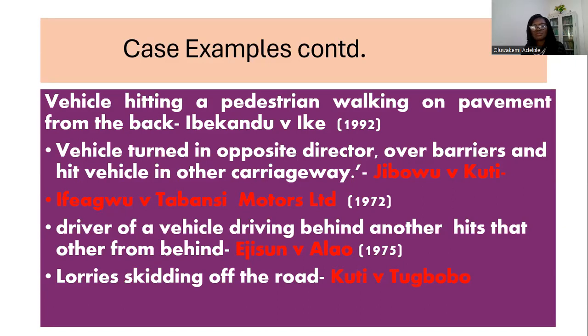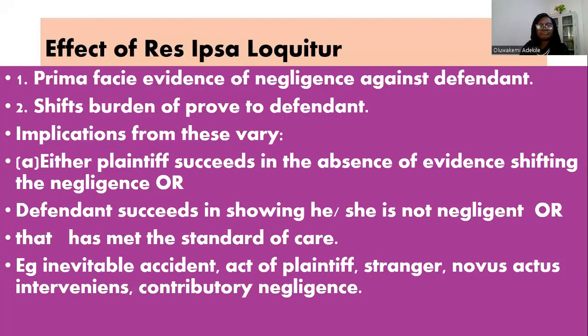and examples of cases where the maxim has been applied, because it's not a substantive law. It's actually an evidential rule that shifts the burden from the plaintiff to the defendant. The effect of res ipsa loquitur is that if the court applies the maxim in favor of a plaintiff, then it shifts the burden, like I said, to the defendant. And if the defendant is unable to disprove negligence, then the defendant will be liable in negligence.